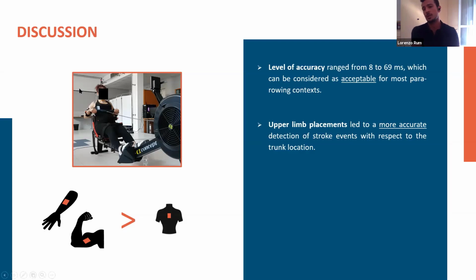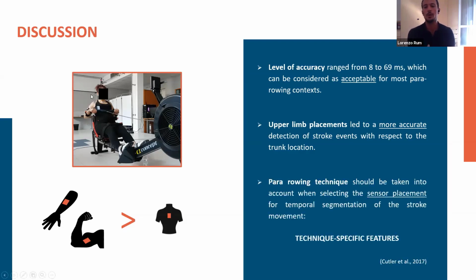So these results suggest that para-rowing technique and para-rowing setup should be taken into account when selecting the sensor placement if the aim is the temporal segmentation of the stroke cycle, because the accelerometer signal or the inertial measurements from these body segments present some technique-specific features.